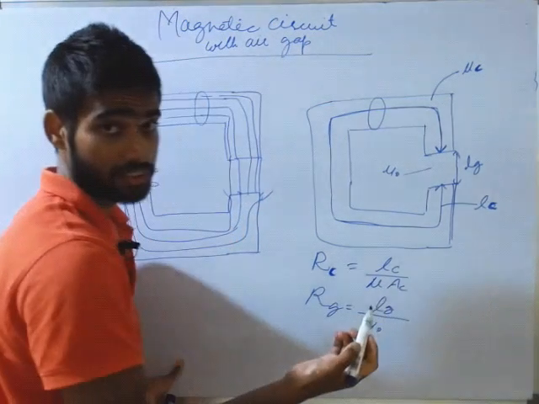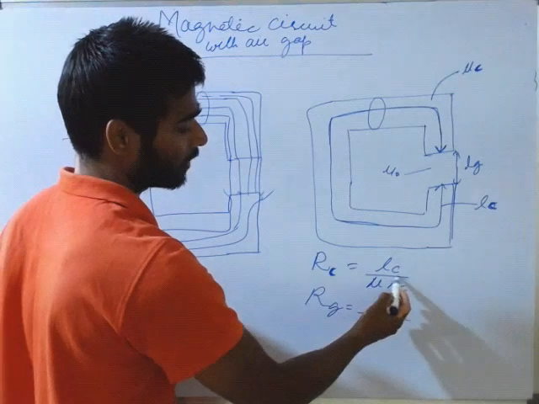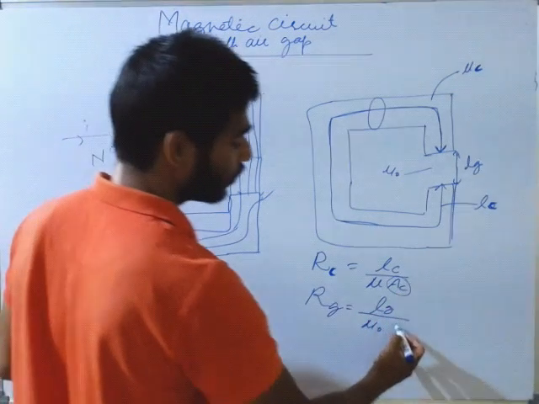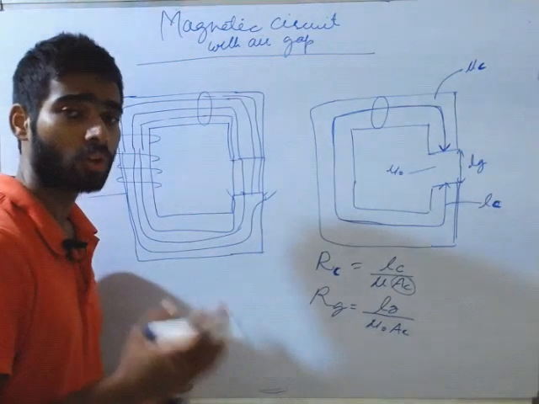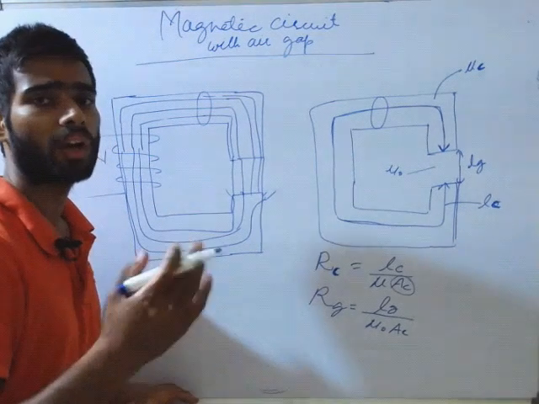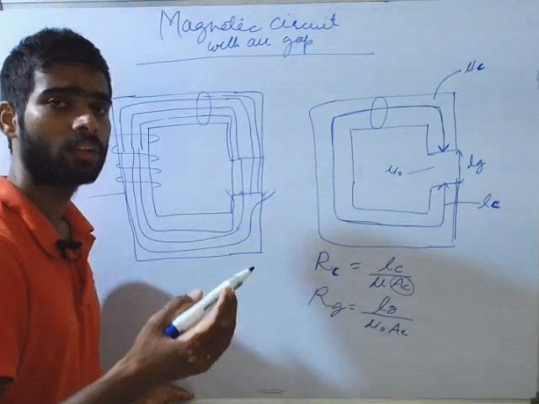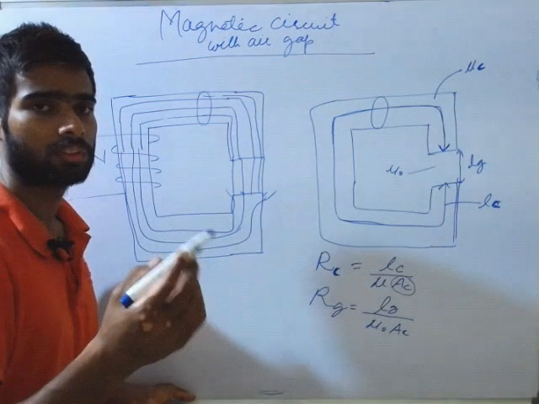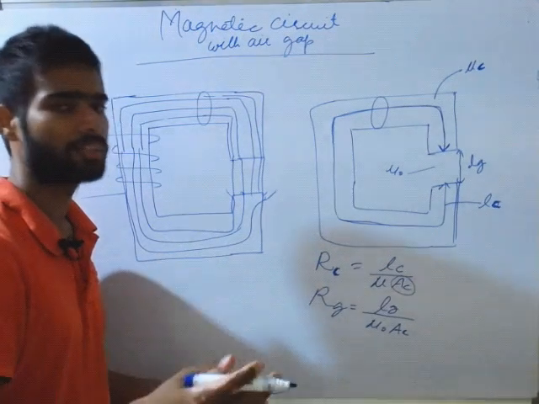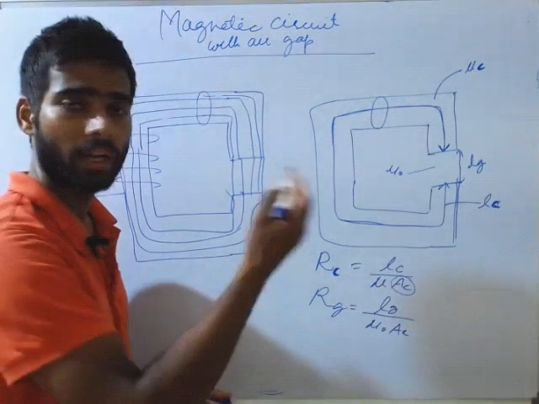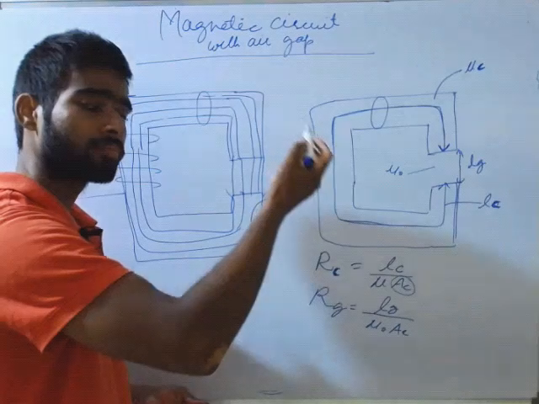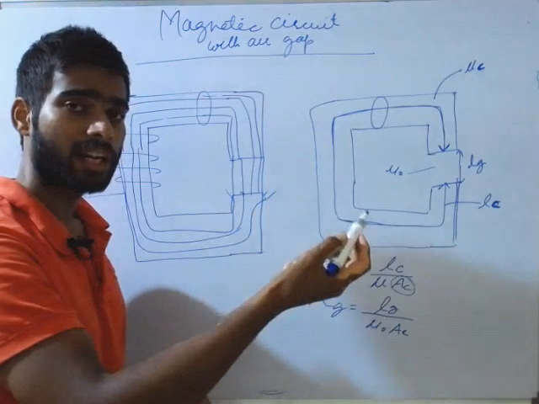times the area. If the fringing effect is neglected, we will take the same area of core. If the fringing effect is not neglected, then the area covered by the flux lines in air will be given in the question. Generally it is given that the fringing effect is neglected, so magnetic flux density in core as well as in air are the same.